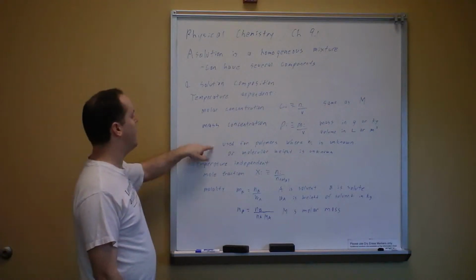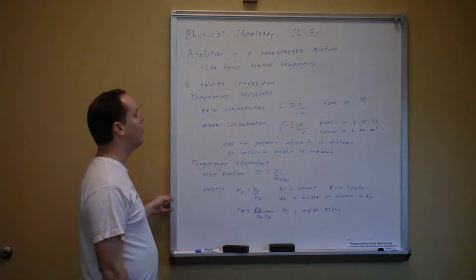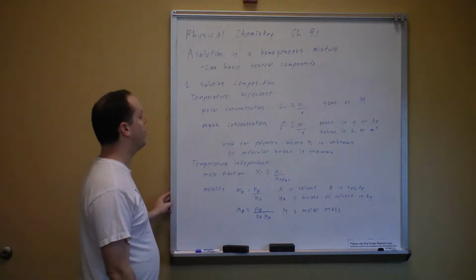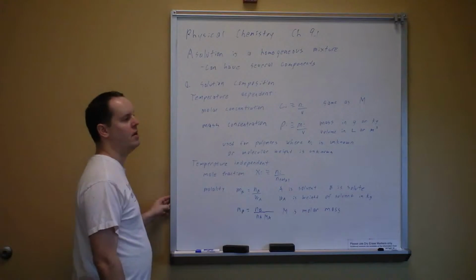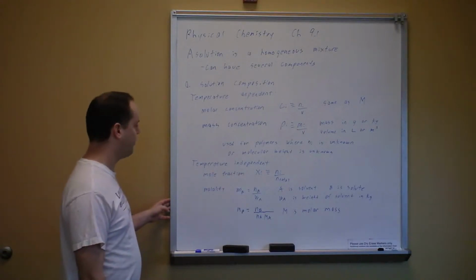But the second one, mass concentration, if you do not know the number of moles you have, or you don't know the molecular weight of the material, obviously you can't use molarity. So you use mass concentration for stuff like that. An example would be polymers. So you don't know how long the polymer chain has grown.